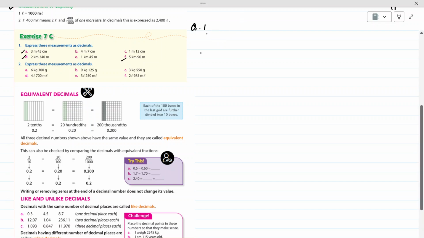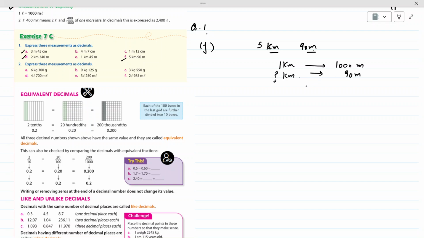Let me pick up the last part, F. It is 5 kilometers, 90 meter. Same thing, we have two different units and we have to convert this meters to kilometers. So we have 1 kilometer equivalent to 1000 meters, and we have to find 90 meters is equivalent to how many kilometers. So we have to do the cross multiply here. Let us cross multiply this.